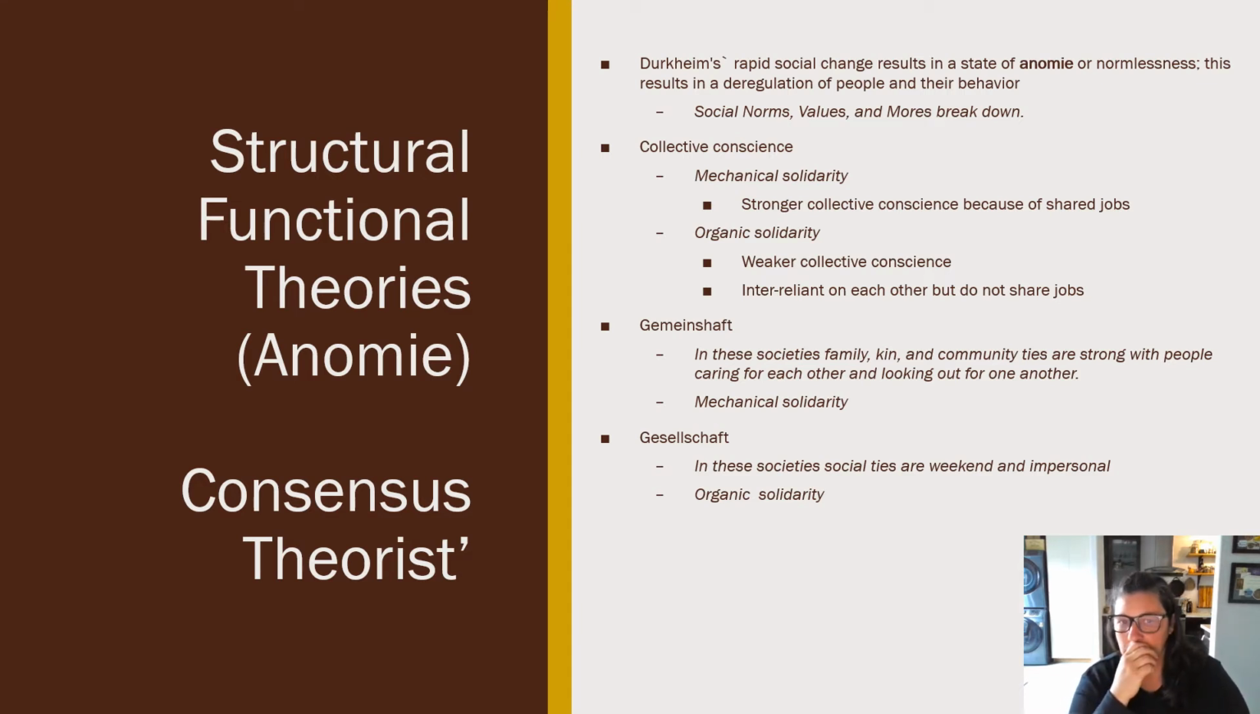Okay, so let's talk just a moment about structural functional theories and anomie. So when we talk about functionalism, again, macro level theory, we want to talk about it in terms of a macro level perspective: societies, communities, and groups. Now, Durkheim, our structural functionalist, our father of functionalism, you could say, said essentially that rapid urbanization or rapid social change in general results in a state of anomie.